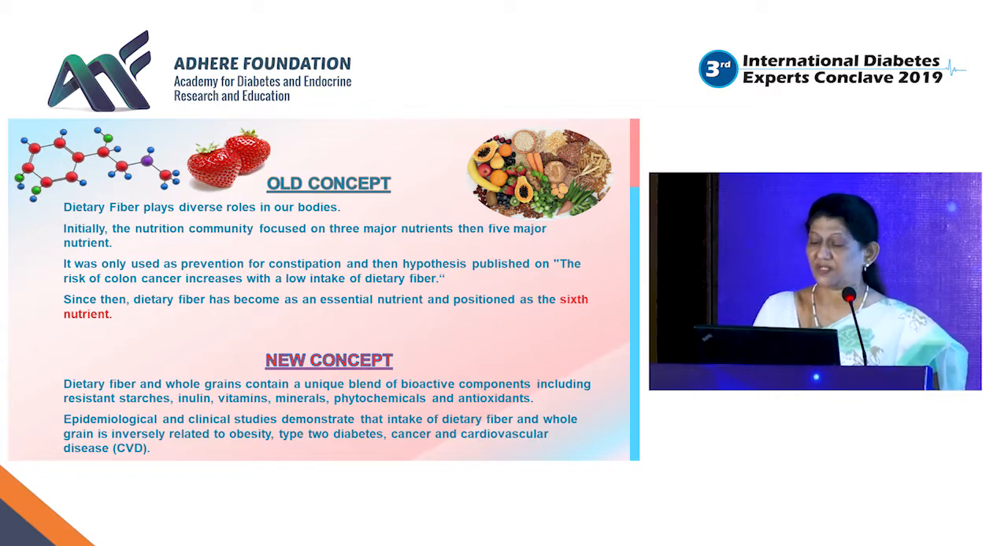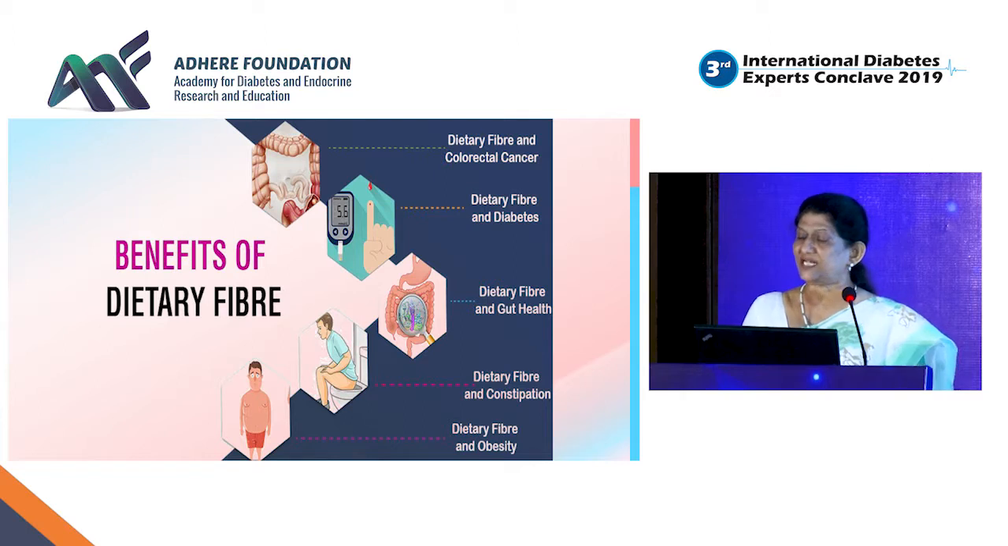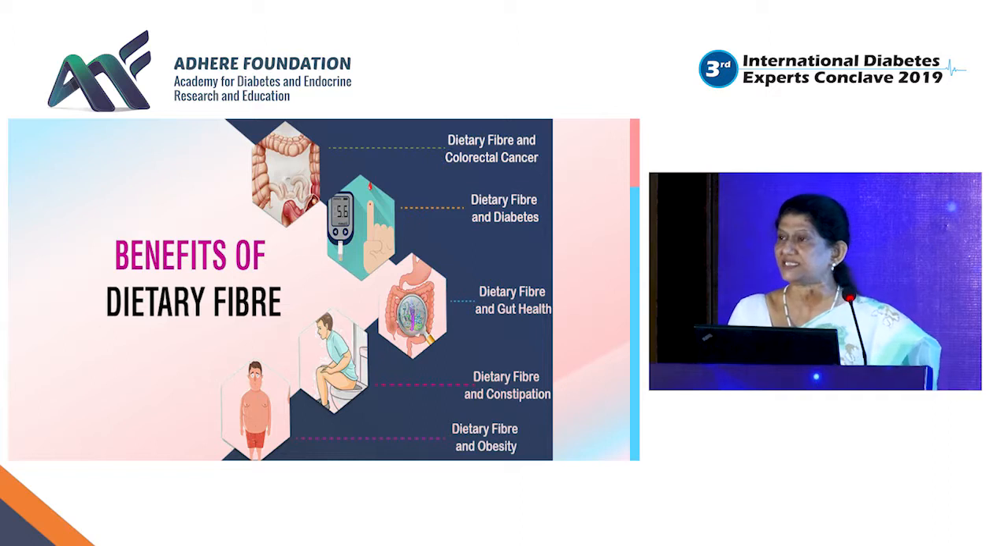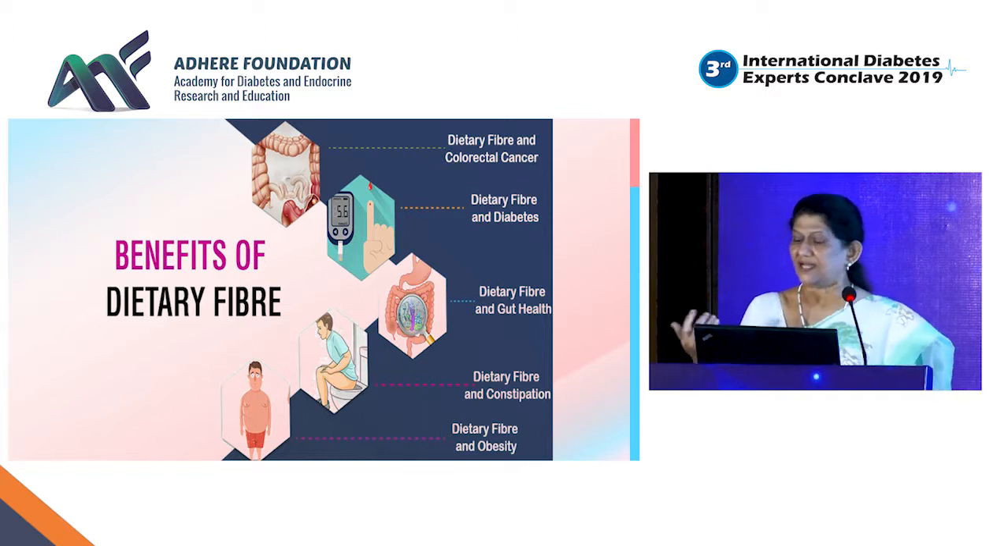go with fiber. So if the benefits are looked at, we know that colorectal cancer was the prime thing which brought the emphasis on the fiber as the 6th nutrient. And we see fiber with diabetes, and gut health is the most important for the gut microbiome, and the constipation we all knew, and now the obesity and other CVD which are related inversely with the fiber.